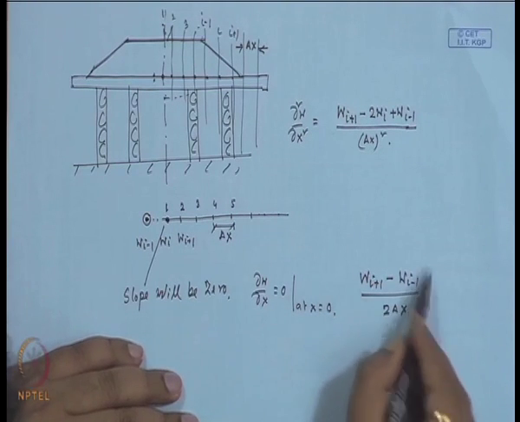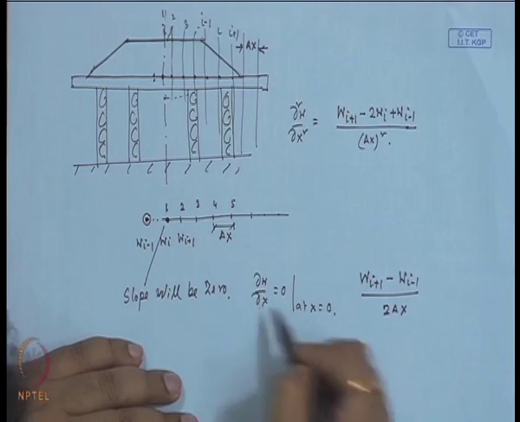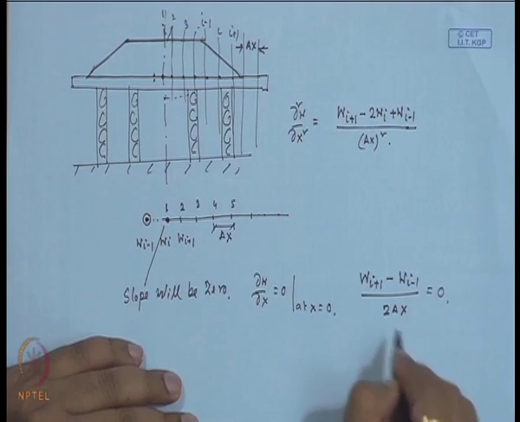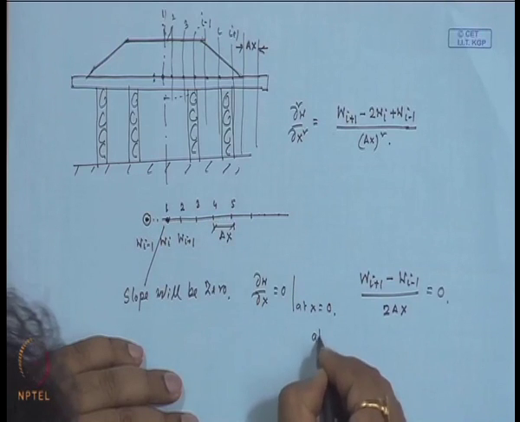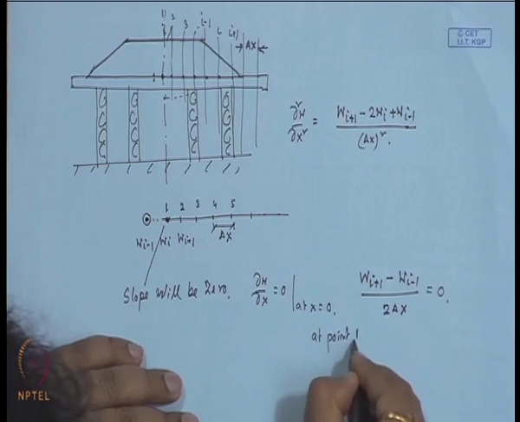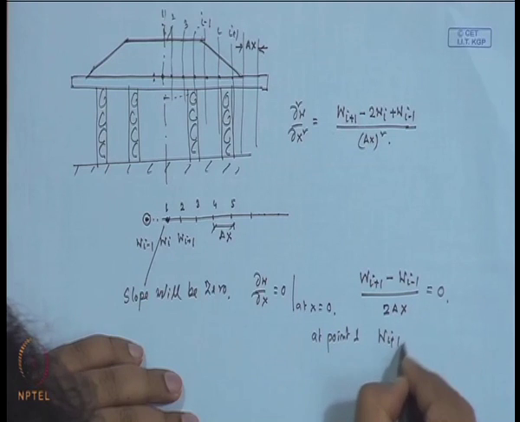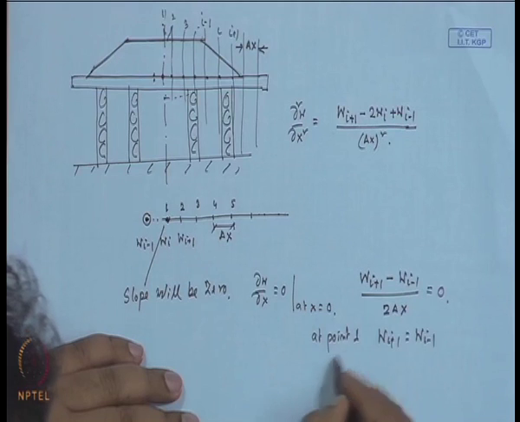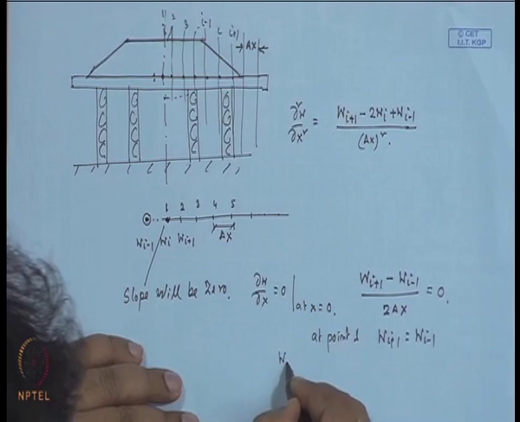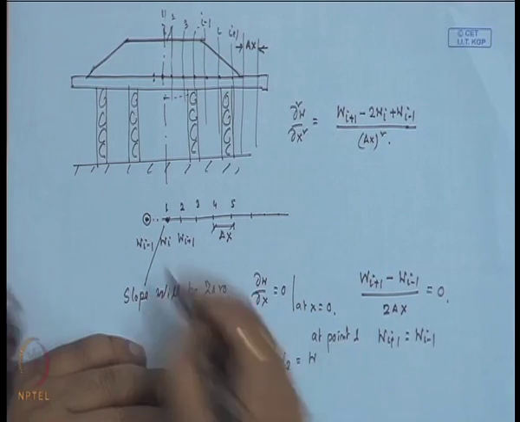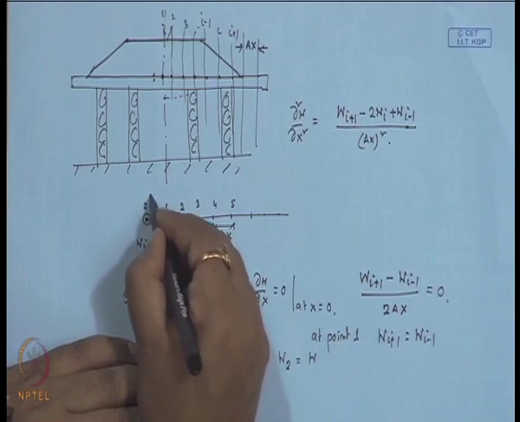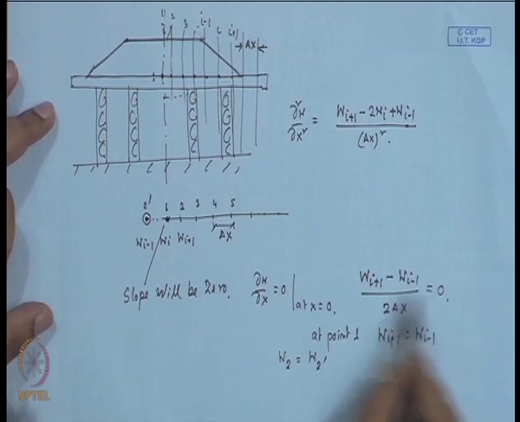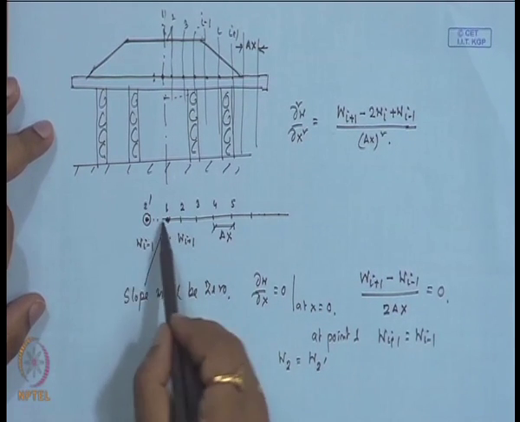That is the central difference scheme for the slope, and at x equal to 0 it is 0. So, at point 1, w(i+1) is equal to w(i-1). That means the deflection at point 2 and the deflection of this fictitious node, 2 dash, are the same. This way, by using the boundary condition, we get the fictitious node.